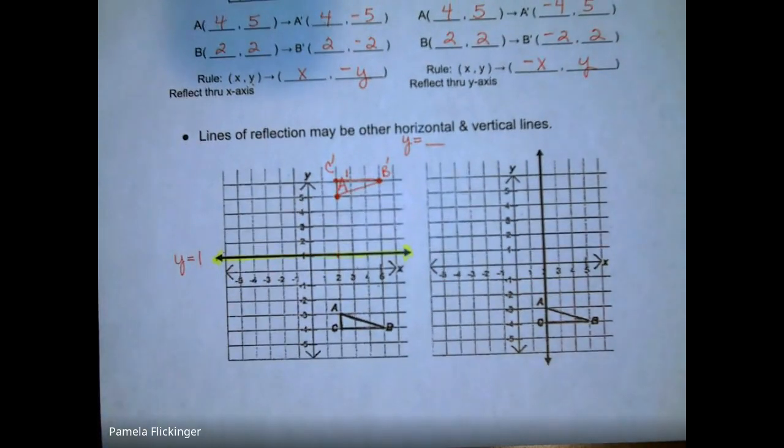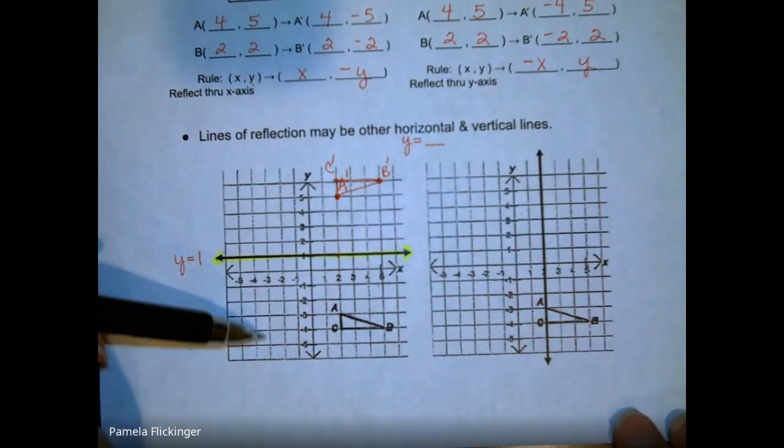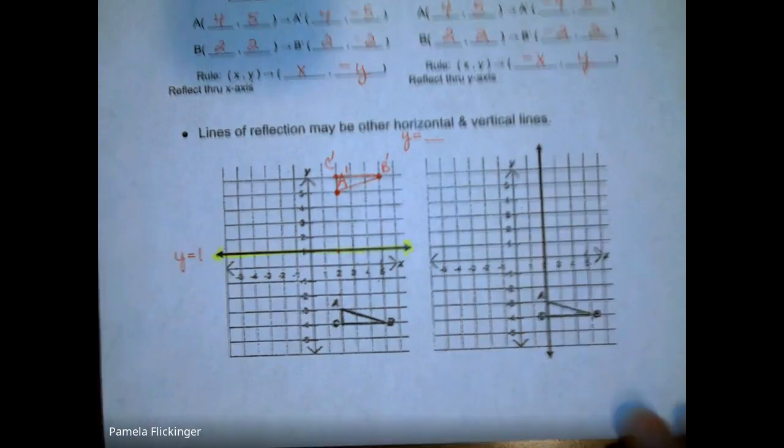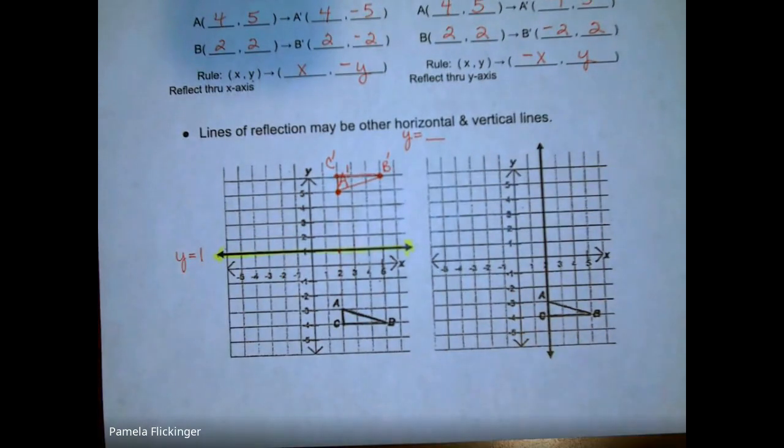Now, I could have you write down the ordered pairs for A, B, and C, and then A prime, B prime, C prime. But because we've shifted our reflection line off of the x-axis and moved it up, there really isn't a rule, or it's not going to be one that I'm going to expect you to remember and apply. So for this type of problem, you're just going to have to draw in the line of reflection and count.